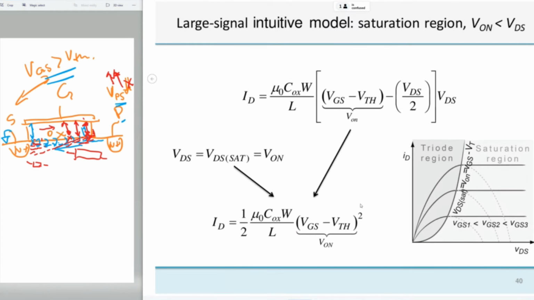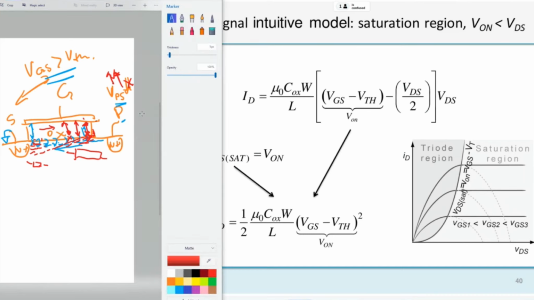So now we are in saturation region. I exceed here, I further increase the drain-source voltage, and now V_on becomes less than the drain-source voltage. So in this specific region, what will happen is that exactly at the point when V_on is equal to the drain-source voltage, this is equivalent to saying that the gate-drain voltage becomes equal to the threshold voltage. So when this happens, this means that here the channel is exactly inverted.